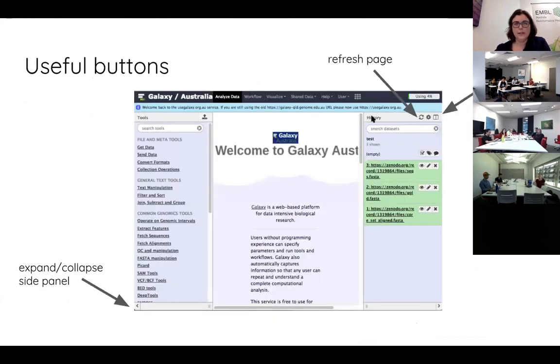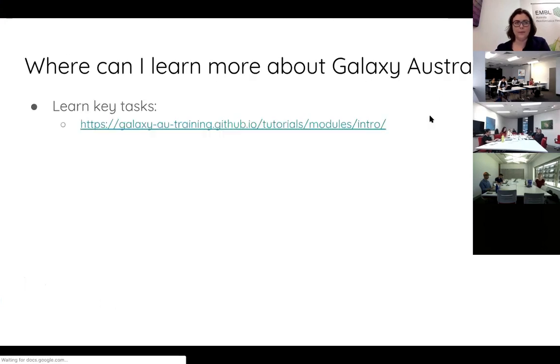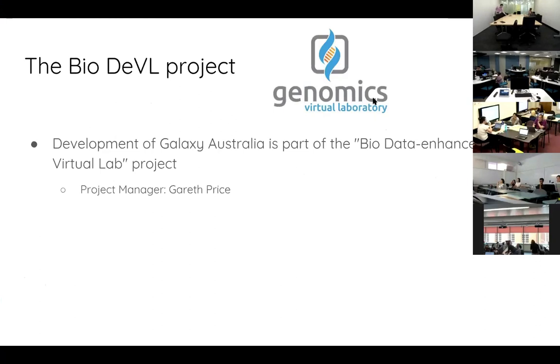A particularly useful button is this button that lets you view all of your histories. It's in the top right-hand side of the history panel, and that shows you all of the histories that you've made before, if you have used Galaxy before. If you haven't used Galaxy before and you want to learn more about it, there's a link here to learn some key tasks, but that's not essential for today's workshop. Galaxy Australia is part of the BioDevil project managed by Gareth Price.